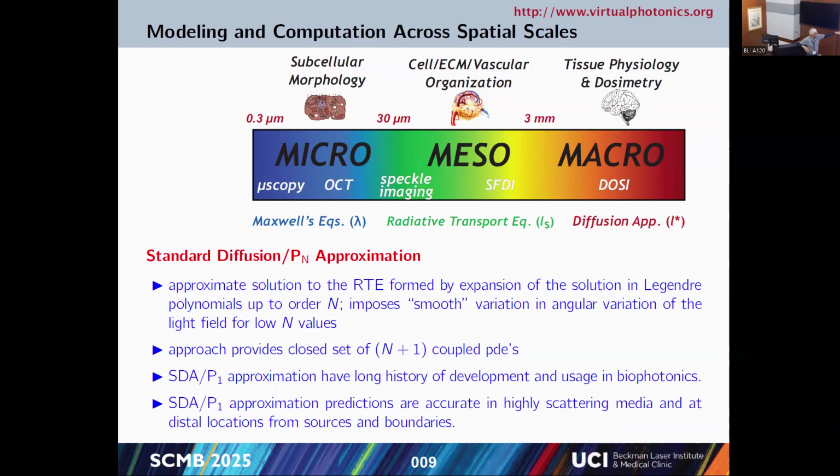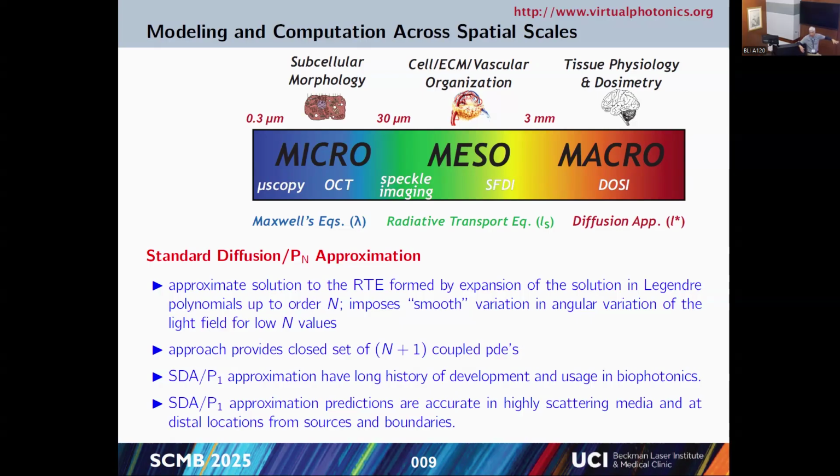But you can transform the radiative transport equation into a closed set of n+1 coupled partial differential equations. Typically, the field has stopped at P1, which means you get just two coupled PDEs, which you can then reduce to one equation. And the standard diffusion approximation and the P1 approximation are slightly different. We'll see that later on in the course.